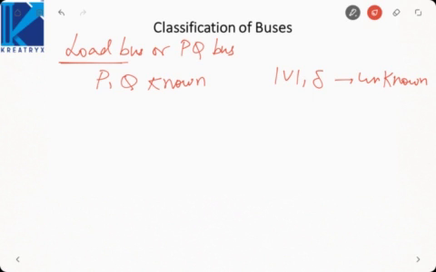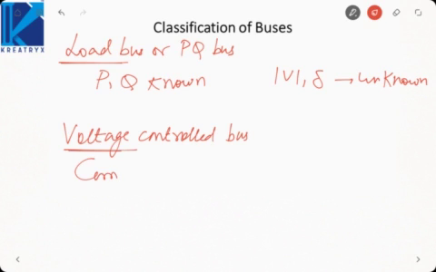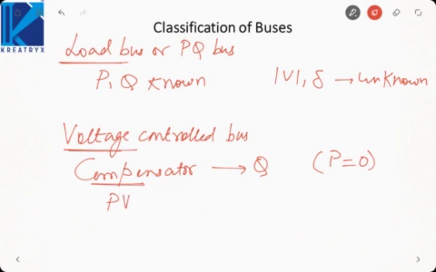Okay. And the last category is voltage controlled buses. Voltage controlled buses are those where we apply compensation to control the voltage. Now the basic purpose of compensator is to supply the reactive power. That means real power will be taken as 0. So these are also considered as PV buses because P is 0 and voltage is known. How come the voltage is known? Because whenever we are using a compensator, then we clamp the bus voltage to a fixed value.